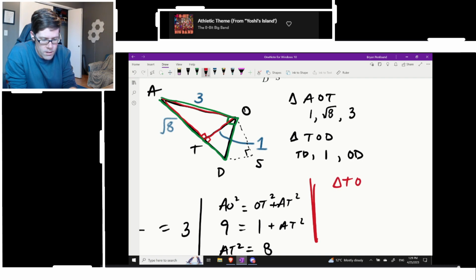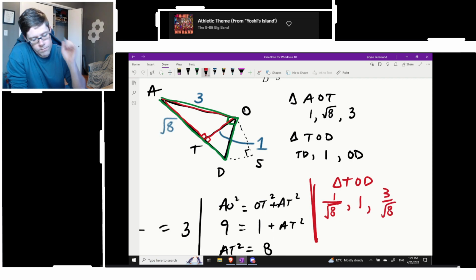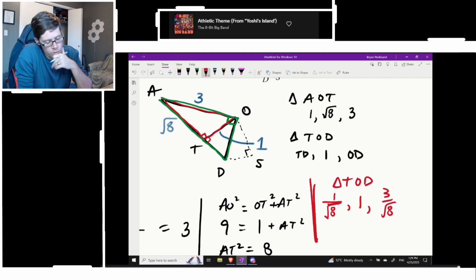Do we think that TOD should be in similar ratio? So if we know that the longer leg is 1, the shorter leg is going to have to be 1 over root 8, right? And OD is going to have to be 3 over root 8. Does that feel like a truthful thing?